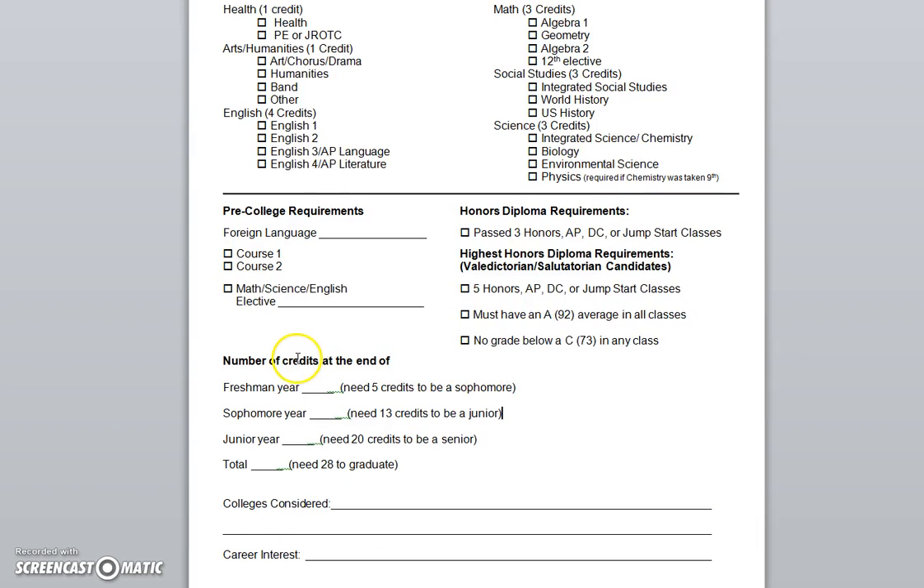Okay, this next section right here is the total number of credits at the end of your freshman year. You would need 5 to move to sophomore status, and if you're already a junior, then you met these requirements, so you would probably have had 8 for your freshman year, 8 for your sophomore year, and then if you're a senior, you would have had 8 here also, or a potential of 8. And then in the end, you would have to have 28 to graduate. So that pretty much sums up the credit checks.